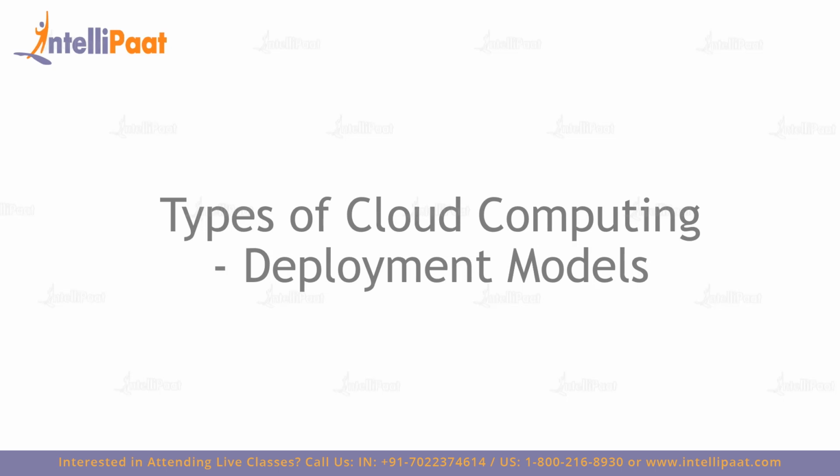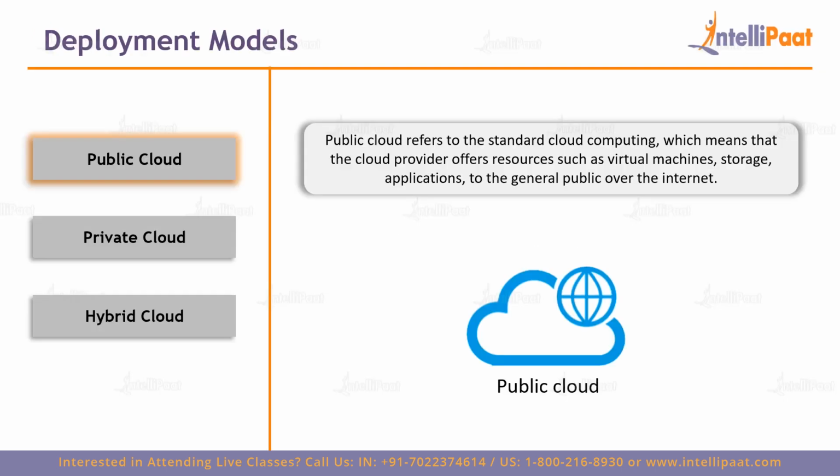And now let us look at deployment models. So public cloud. Public cloud refers to the standard cloud computing. So Azure is a public cloud. You can also use it as a private cloud, but normally we call it the public cloud. So AWS, Azure, GCP, all are public cloud providers. Public cloud providers refer to the standard cloud computing, which means that the cloud provider offers resources such as virtual machines, storage, applications to the general public over the internet. So I can create an account and start using their servers.